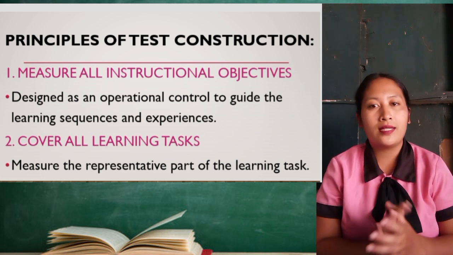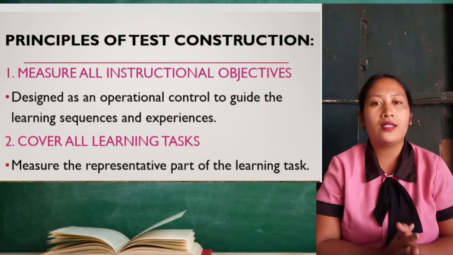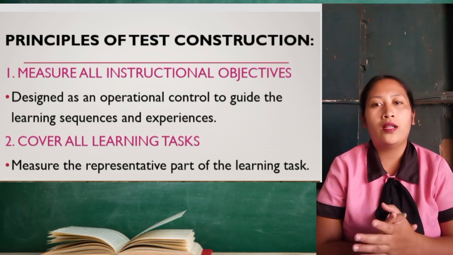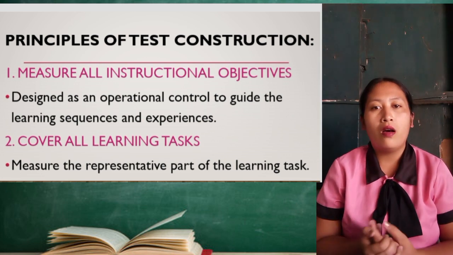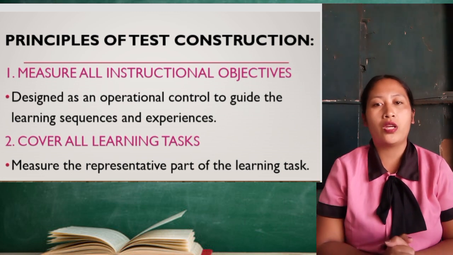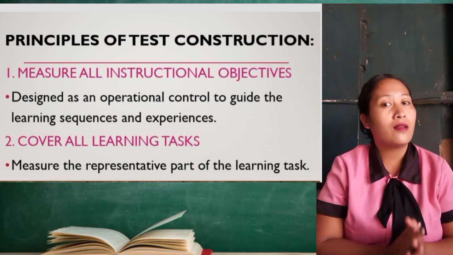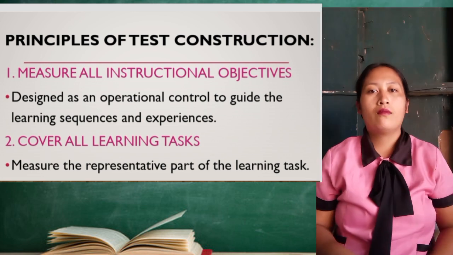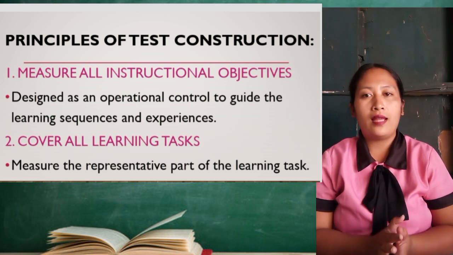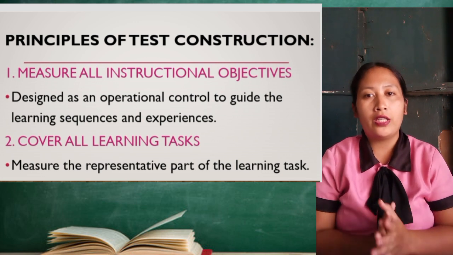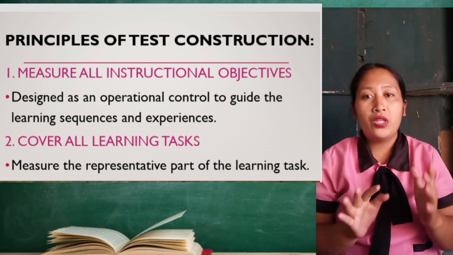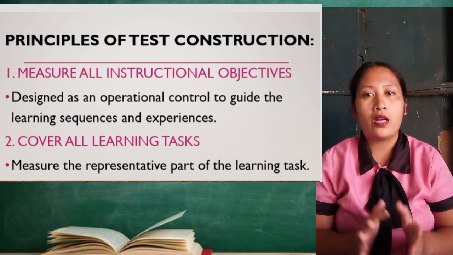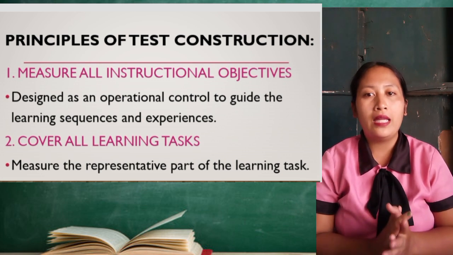These principles are designed as an operational control to guide the learning sequence and experiences. When a teacher constructs test items to measure the learning progress of the students, they should match all the learning objectives posed during the instruction. That is why the first step in constructing a test is for the teacher to go back to the instructional objectives. In number 2, cover all learning tasks. Measure a representative part of the learning. In this case, the teacher can determine the educational outcomes or abilities that the resulting scores are representative of the total performance in the area measured.